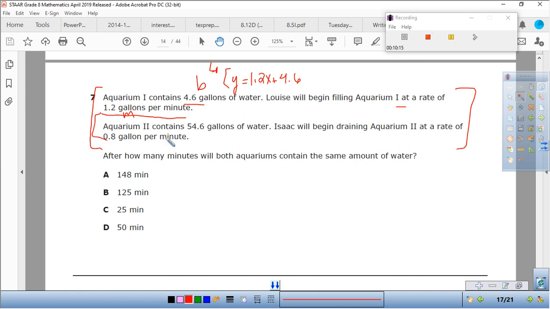On this one over here, we're going to have aquarium 2. And this one has an equation of y is equal to, this one already contains.